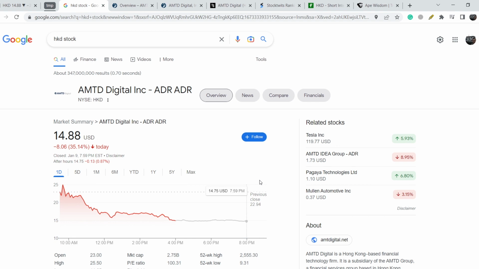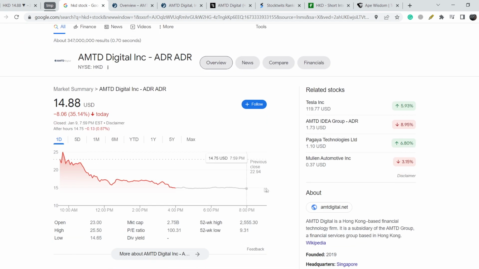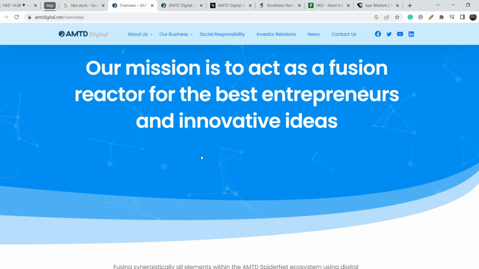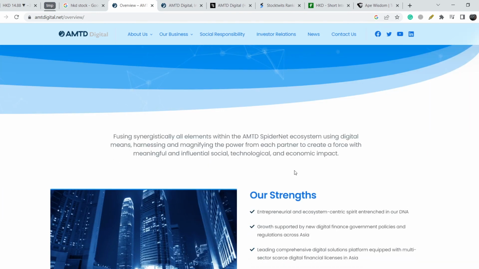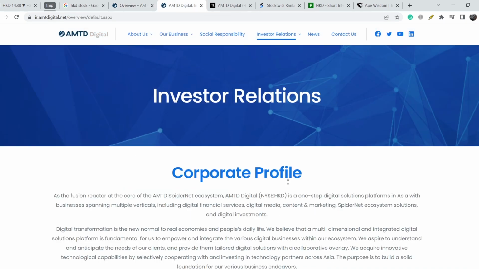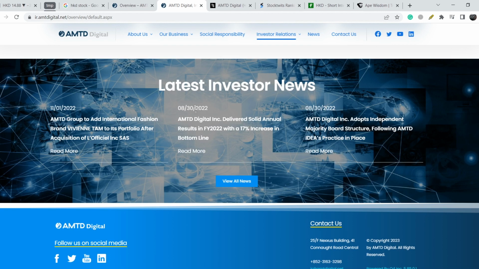First of all, let me show you that AMTD Digital is a Hong Kong-based financial technology firm. It is a subsidiary of AMTD Group, a financial service group based in Hong Kong. And you can find on their official website some explanations of what they are doing and what we should expect from the fundamental standpoint. But I have to say that in their investor section we don't have any recent news that might be the catalyst for this asset.